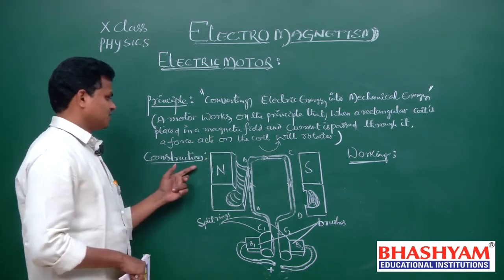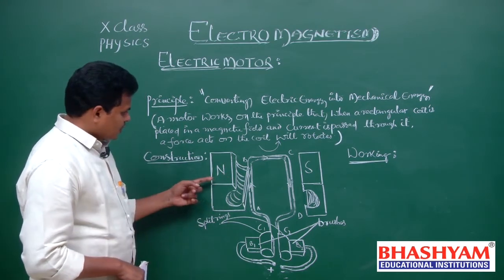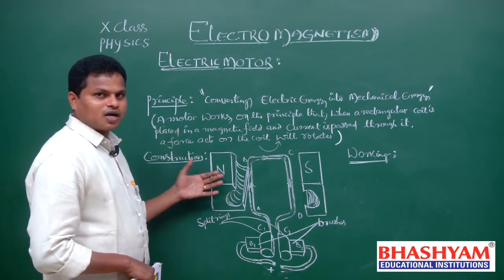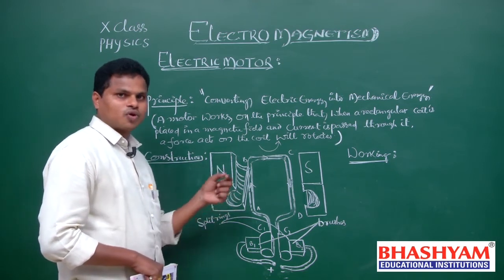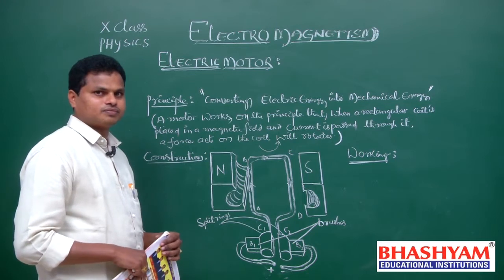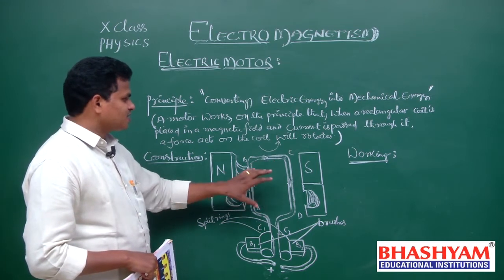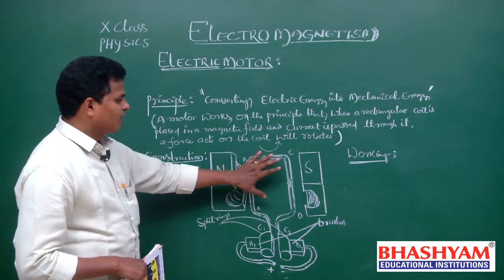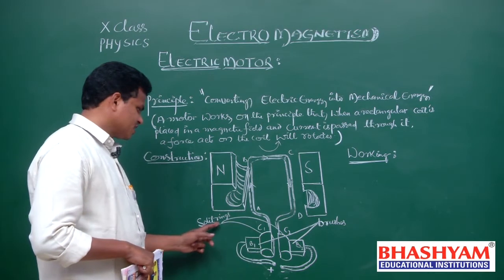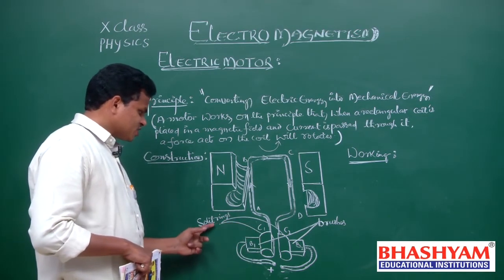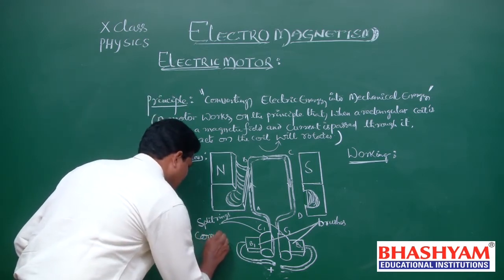Now, what is the construction of the electric motor? Here are two magnets, north and south. These are required to create the magnetic field. Take one rectangular coil which is placed between the two magnets. Here C1, C2 are split rings. Split rings are also called a commutator.